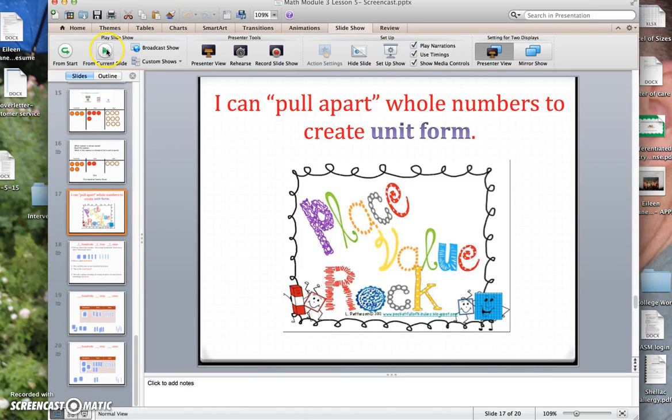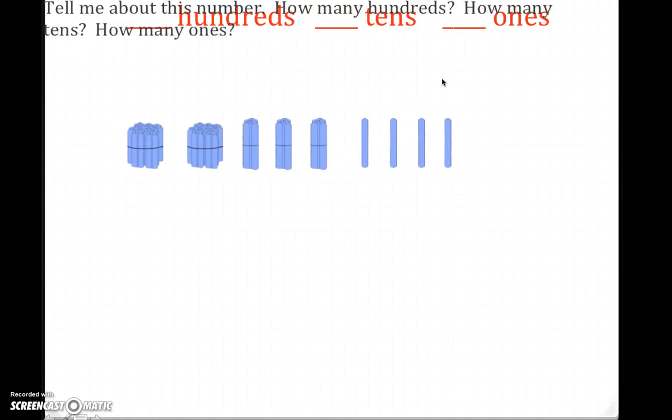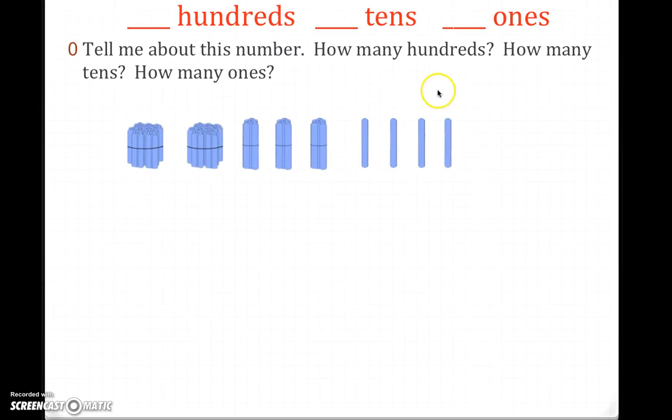Okay, so today the biggest thing is we're going to be working on pulling numbers apart, similar to expanded form, but today we're going to be learning about unit form. So I want you to take a look at this picture. Tell me how many hundreds, how many tens, and how many ones. So blank hundreds, blank tens, blank ones.